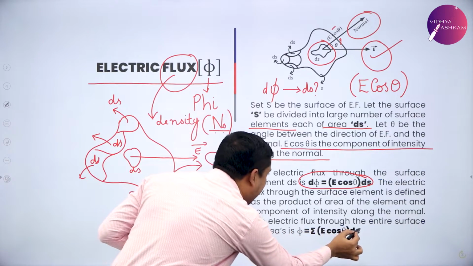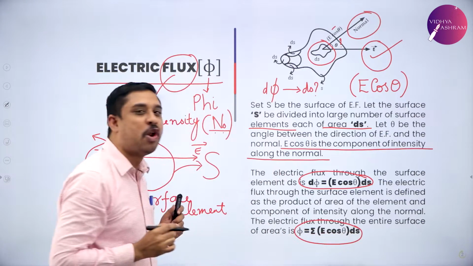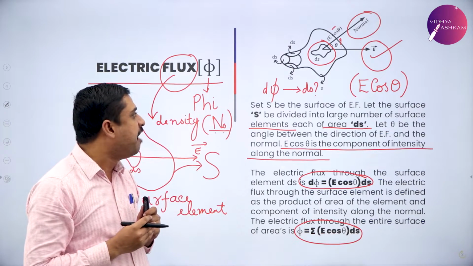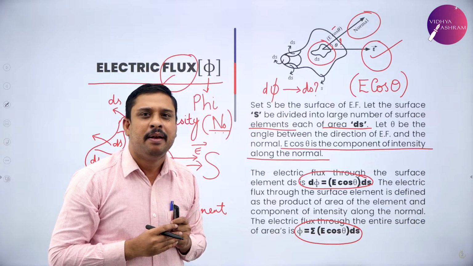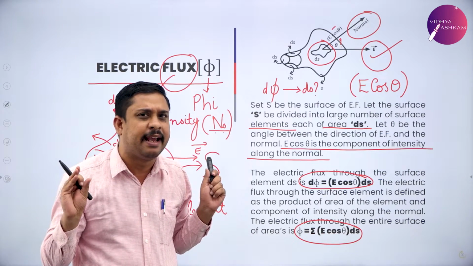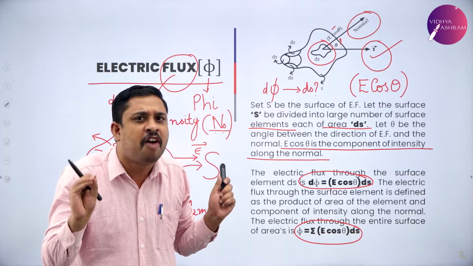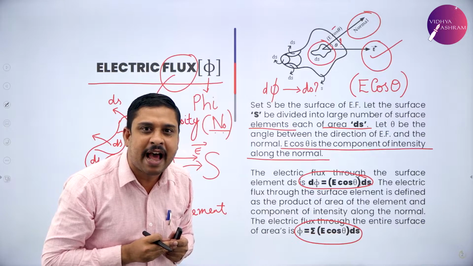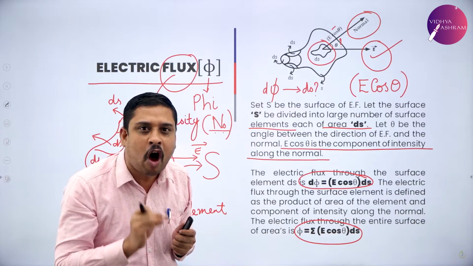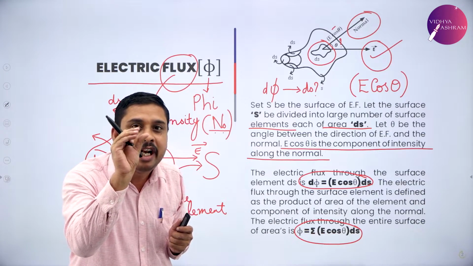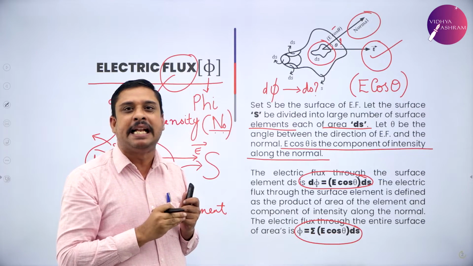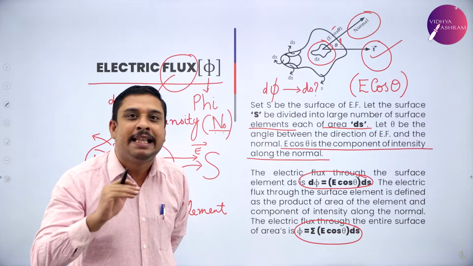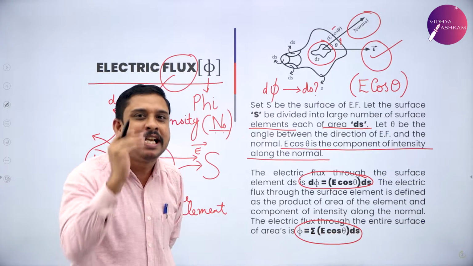It has to be the summation of E cos theta into ds. Therefore, my simplest understanding is the definition of electric flux. What is electric flux? Product of the component of electric intensity E cos theta into the area of the element, which is ds.